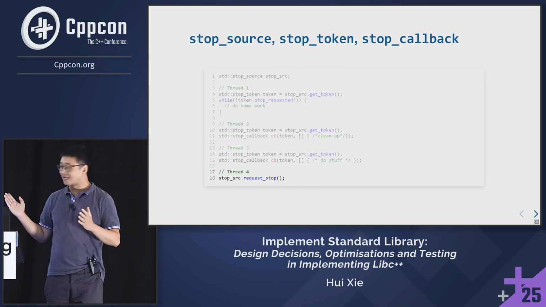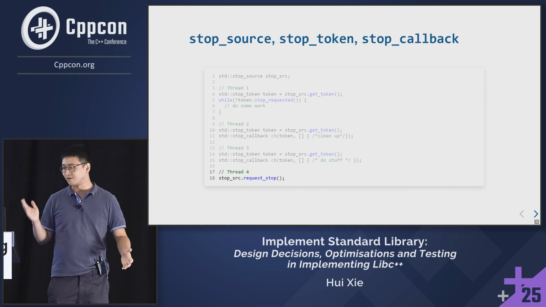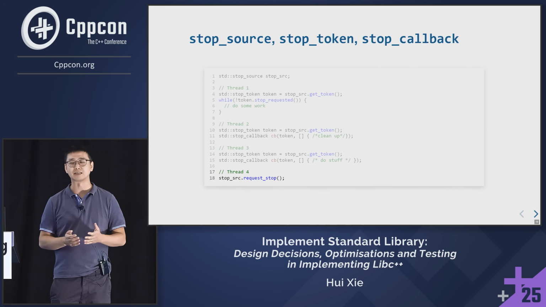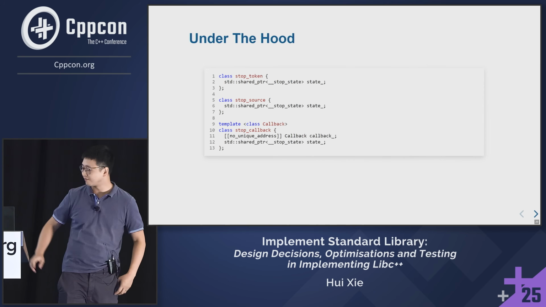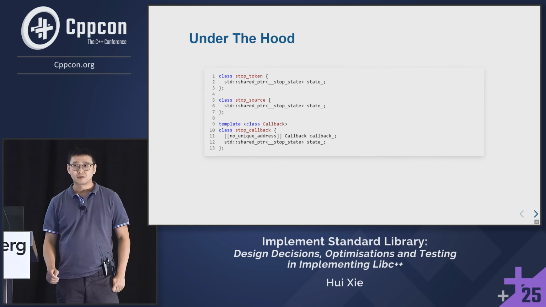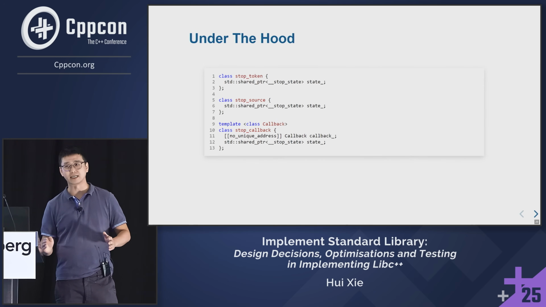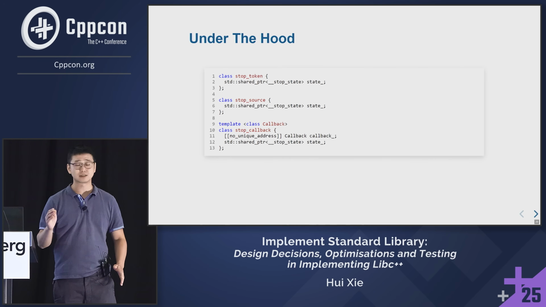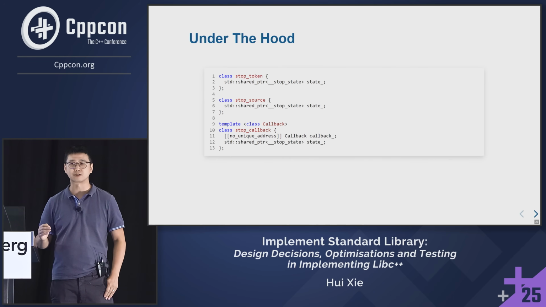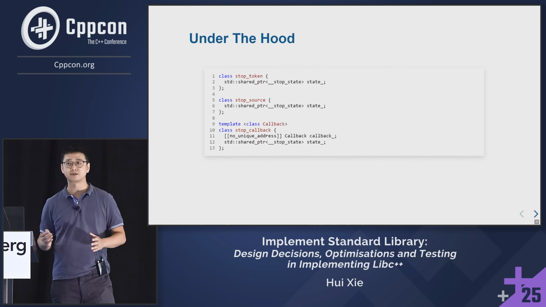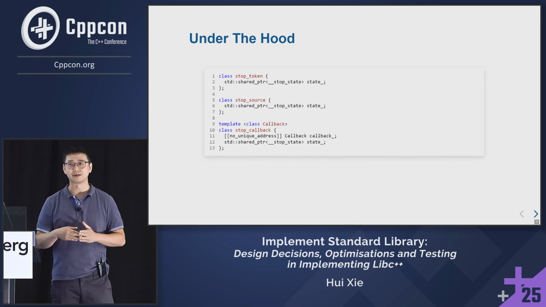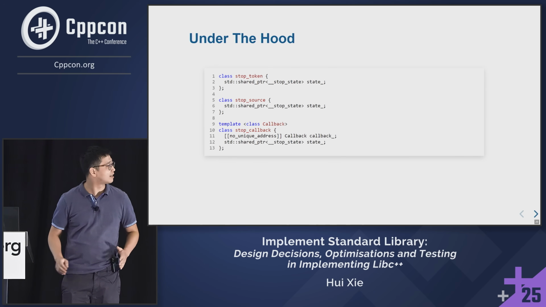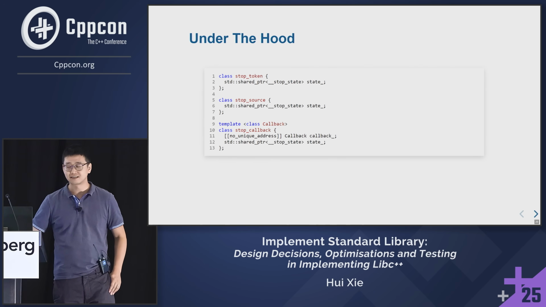From what we can see, all these threads, all these classes, somehow communicate with each other. And a simple way to achieve this, under the hood, is to have a stop state, a shared state. All the stop source, stop token, and stop callbacks hold a shared pointer to this shared state, and they can mutate it and inform each other. But how do we design this shared state?